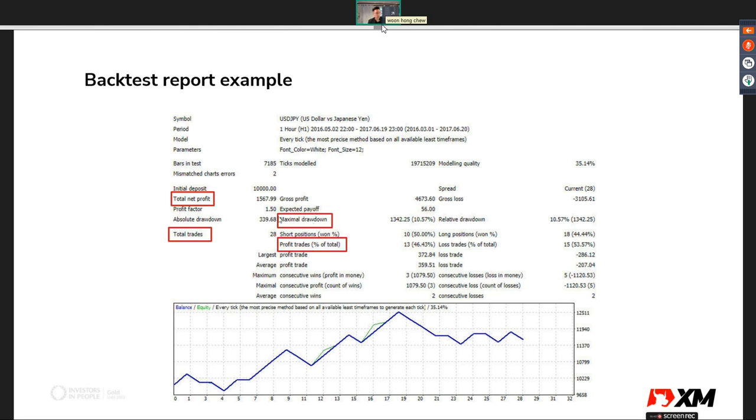The next important point will be maximal drawdown. Maximal drawdown is how much drawdown you were in for the longest period of time. The longest period that it was in negative was $1,342, which means the highest drawdown was actually 10.57%, which I would say is pretty high. Usually you want to keep your drawdowns to maybe 5 to 8%. That's the ideal maximum drawdown.